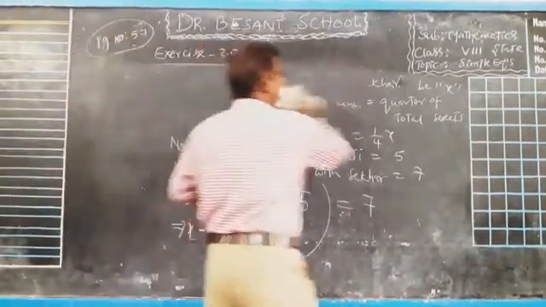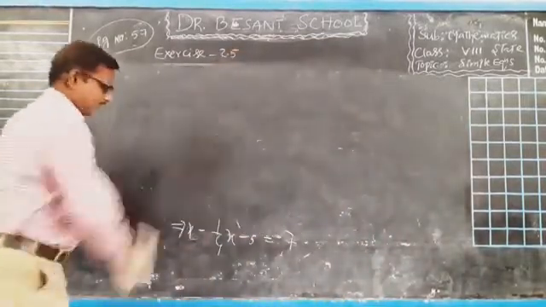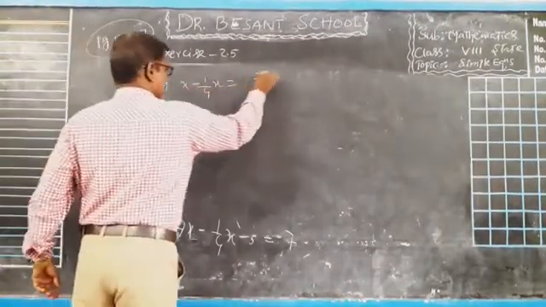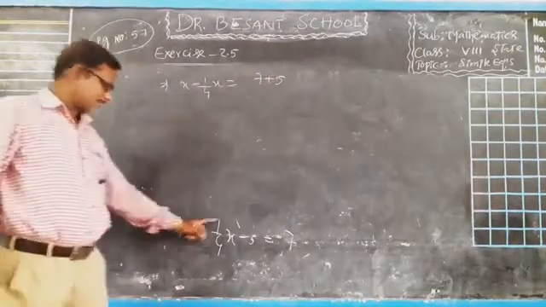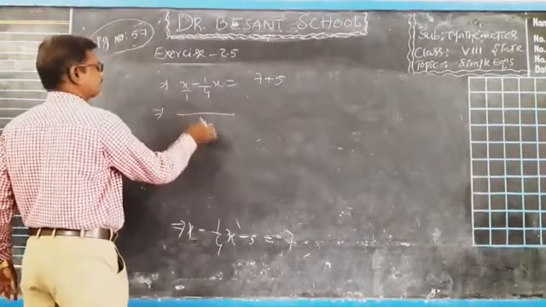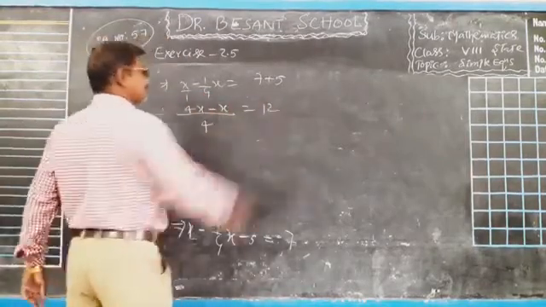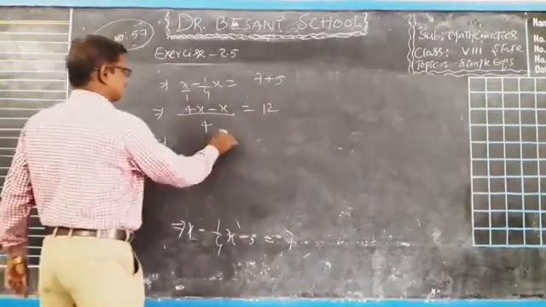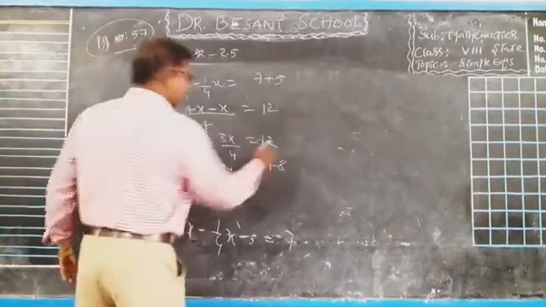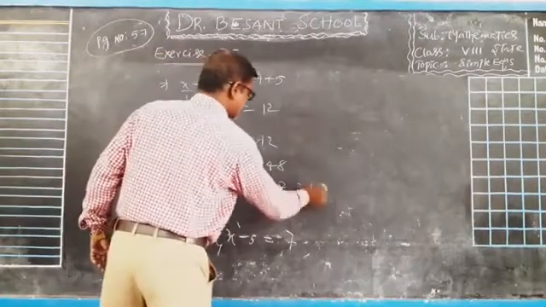Okay children. Now verify. So now we need to solve this equation. This is X minus 1 by 4X is equal to 7 plus 5. X minus 1 by 4X equals 12. LCM is 4, so 4X minus X is 3X by 4 is equal to 12. This implies 3X is equal to 4 times 12, which is 48, by cross multiplication. X is equal to 48 by 3, 3 sixteens are 48.